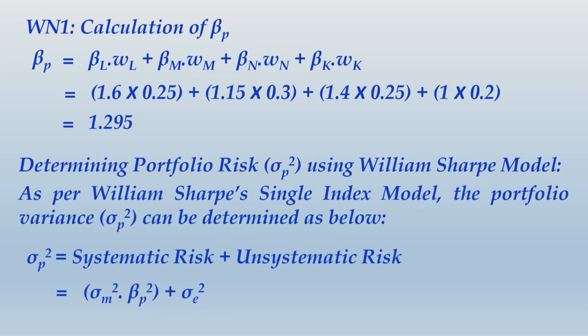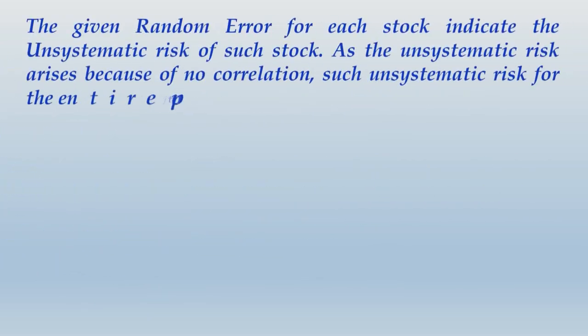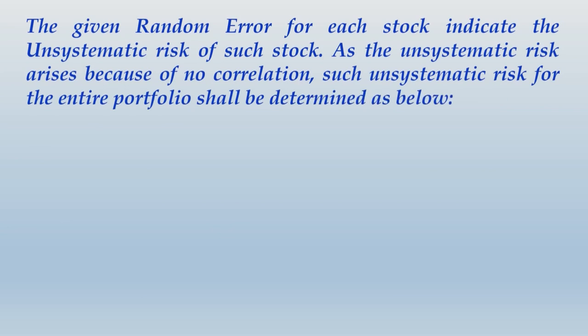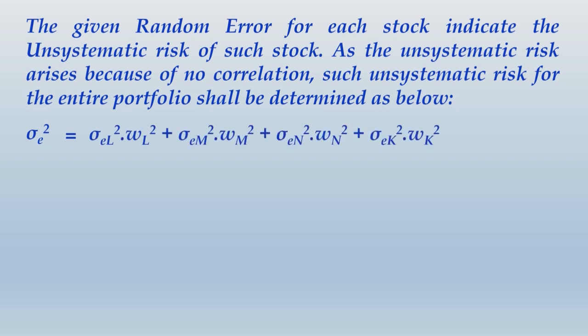Alright friends, you would have finished writing this whole thing. So let us move ahead in the solution. What we do further is, we first mention the fact that the given random error for each stock indicates the unsystematic risk of such stock. As the unsystematic risk arises because of no correlation, such unsystematic risk for the entire portfolio shall be determined as below. So this is something important where I would want you to pay attention.